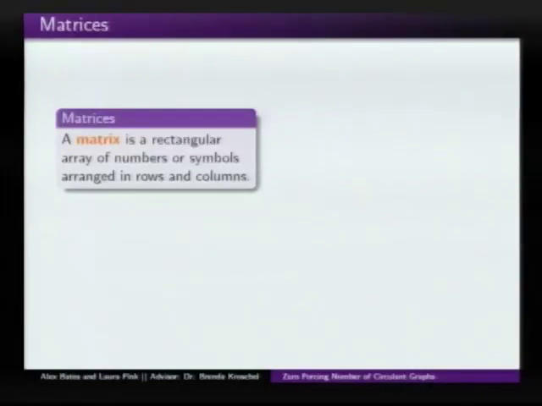So to talk about how circulant graphs relate to matrices, we need to talk about matrices. A matrix is a rectangular array of numbers or symbols arranged in rows and columns. So let's say we had this matrix. It's a 3x3 matrix. What we're interested in is, what is the rank of this matrix?